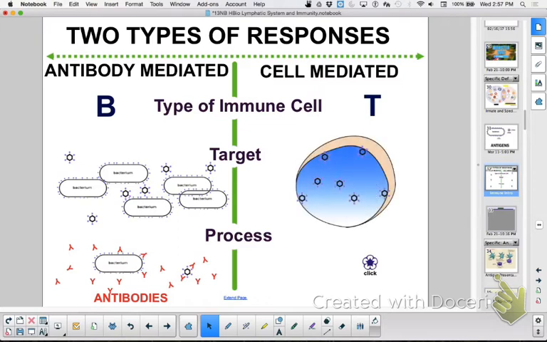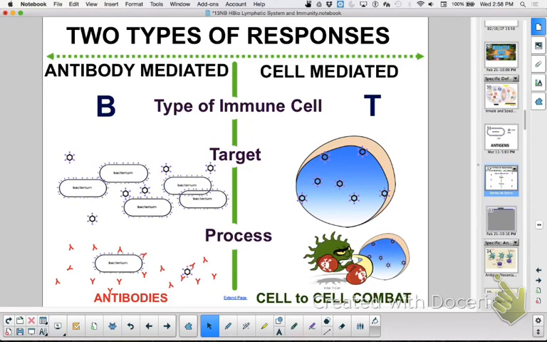T cells, though, go after only our own cells, or foreign eukaryotic cells. They're all about the eukaryotic cell that has been taken over by a Canadian terrorist and is displaying the antigen on its surface right here, and then they will do cell-to-cell combat against it.